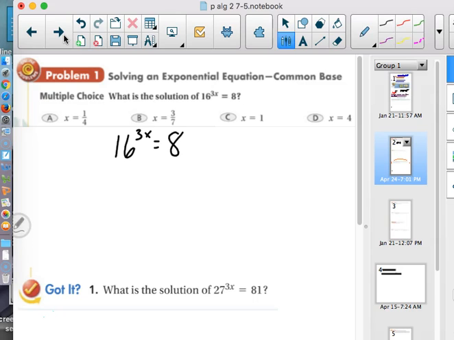2 to the 4th for 16, and 2 to the 3rd, which I feel like we've seen again and again in the homework, to give us 8. Now, we have a power to a power. We just talked about this stuff yesterday. If you have a power to a power, what are you supposed to do with these exponents? Multiply.